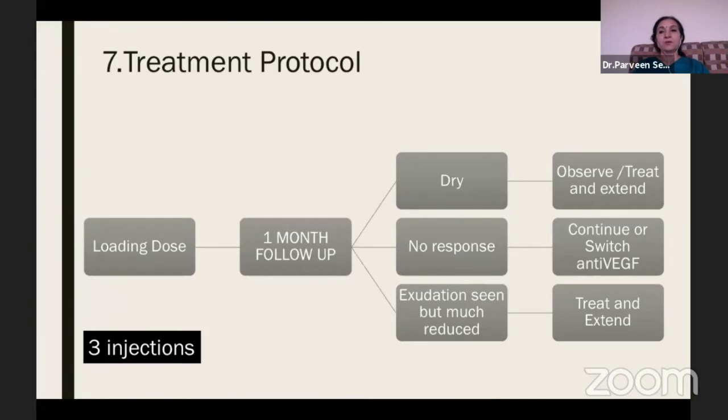So ideal would be you give the treatment once and you're over and done with, but that doesn't happen. So you have a treatment protocol. You give 3 monthly injections in type 1, type 2, type 3, most of the times, though of course at 1 month follow-up you evaluate the patient. And if you have no response, then you think whether you're going to continue it or you need to switch it. And if the lesion is absolutely dry, you may consider either observe and extend or treat and extend. And if the response is there but not completely dry, you can go towards treat and extend treatment.